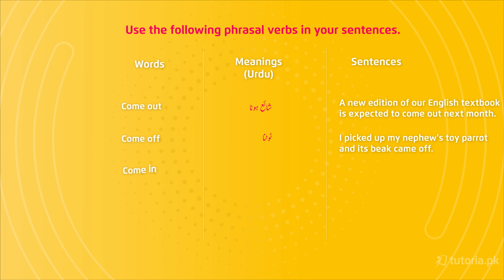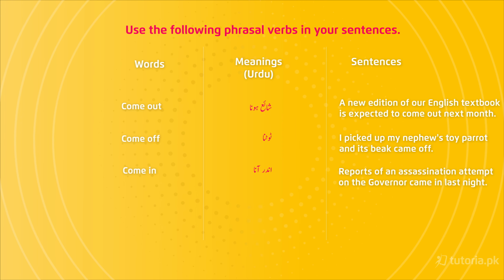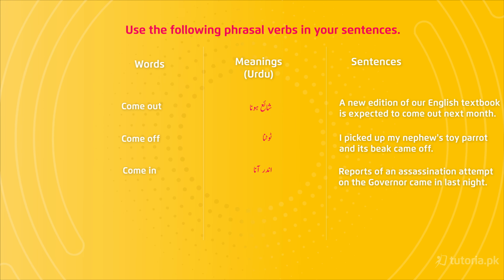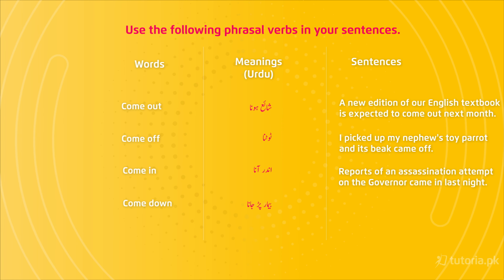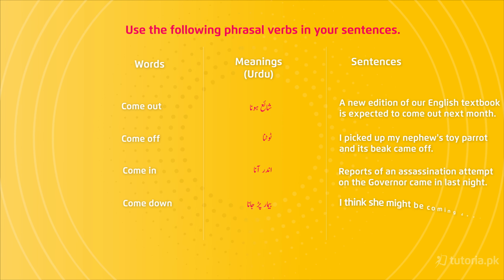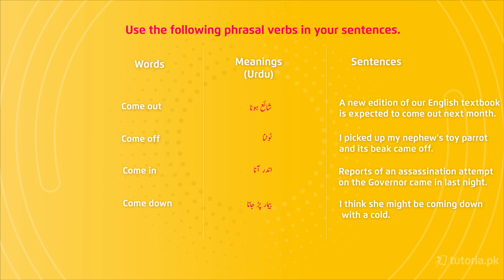The third phrasal verb is come in, which means to come inside. Reports of an assassination attempt on the governor came in last night. The next one is come down, which in Urdu means to fall sick. I think she might be coming down with a cold. So we are done with the exercise related with phrasal verb as well. I hope you have understood this explanation. Thank you.